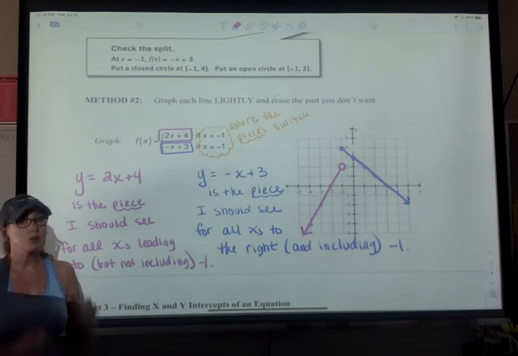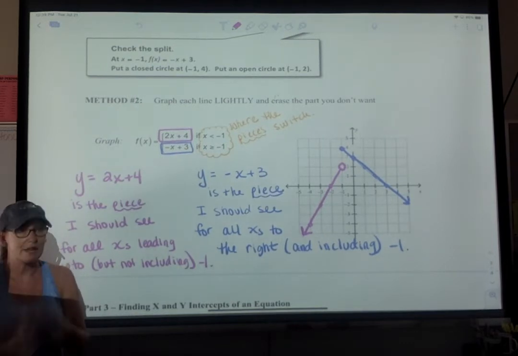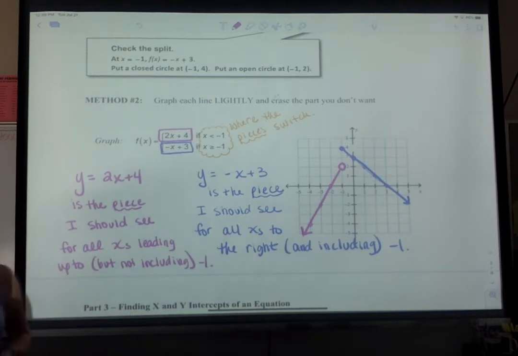Pick a method that you're comfortable with. Don't just pick the quickest. Pick a method that you're comfortable with and go with it. And that's the way you should approach these problems every time.